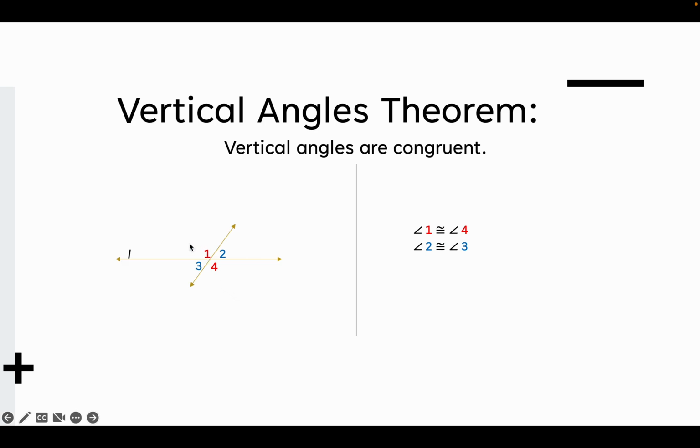Remember, vertical angles are opposite each other, but they share the same vertex. They share the same point in the middle, but they go in opposite directions. And when they are vertical angles, this theorem says that they have to be congruent. So angle 1 would equal the same as angle 4. They would be the same size. Angle 3 would also be the same amount of degrees as angle 2 because they are also vertical angles. So angle 2 is congruent to angle 3.